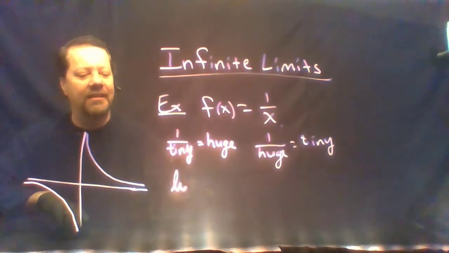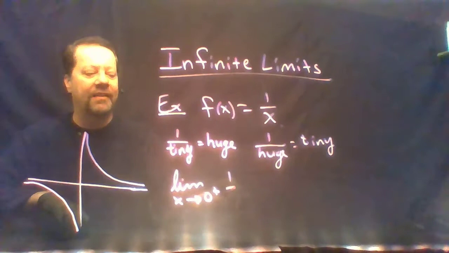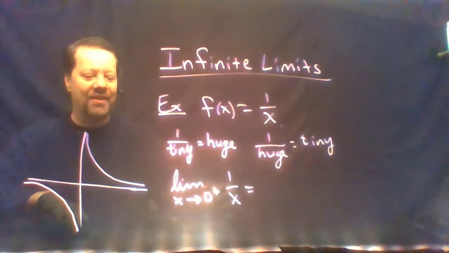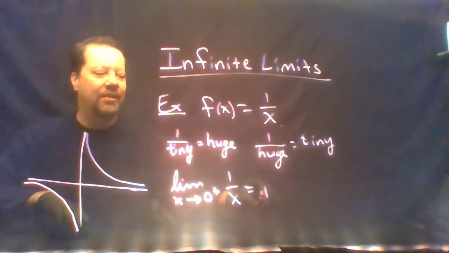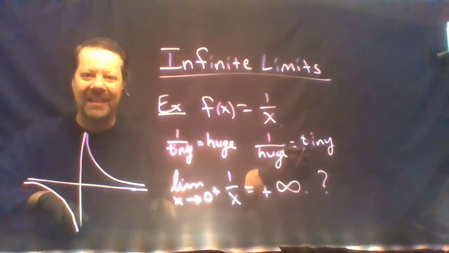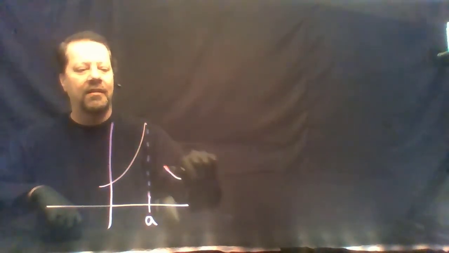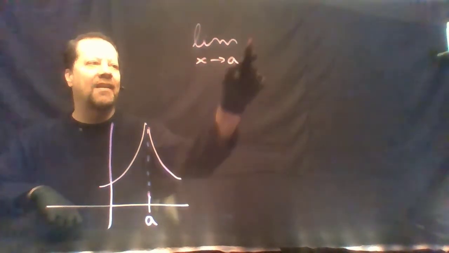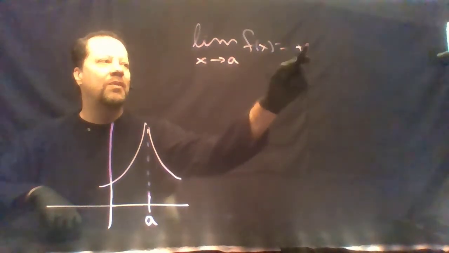What would you say if we had to investigate the limit as x goes to 0 from the right of 1 over x? Doesn't this function blow up and go to plus infinity? What does that even mean? Let's see how we would define the limit as x goes to a. What do we mean by the limit as x goes to a of f of x equals plus infinity?